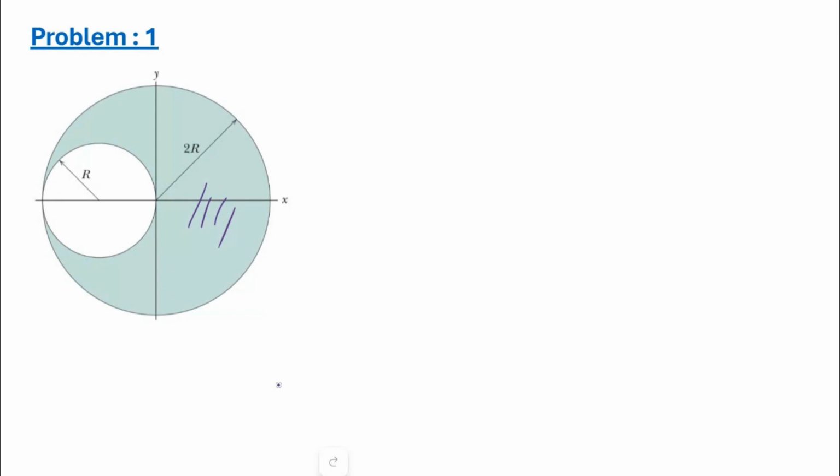Then, centered at negative r, 0, we have another disk which is empty. That means its mass has been cut out. So we have this weird shape where this is all massive, but this white part isn't. And we're going to find out the center of mass of this shape.